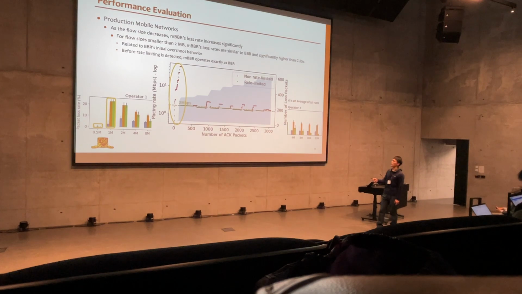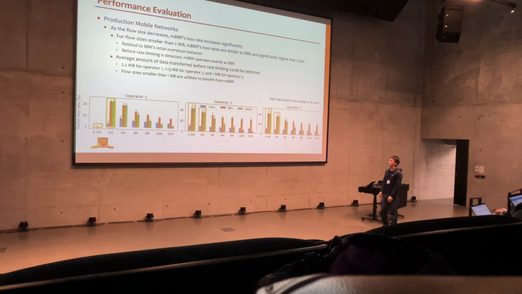This figure shows that the high packet loss rate is related to this problem. So we also measure the average amount of data transferred before rate limiting can be detected. It shows that flows smaller than 1 megabyte are unlikely to benefit from mBBR. So that's why we introduce the stateful mechanism to avoid this problem. But I will show the stateful performance in the following slides.